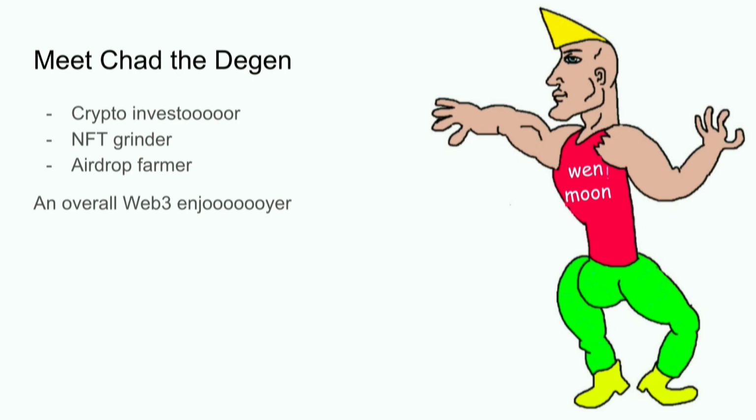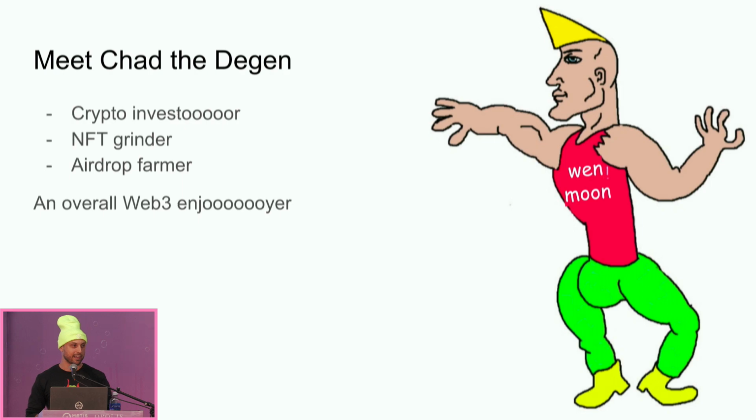Meet Chad the DGen. Chad invests in dog coins. Chad sends GM messages in hundreds of Discord servers every month just to try to get NFTs, right? Chad has his crypto spread against dozens, if not hundreds of wallets, conducting hundreds of transactions so that he can farm all the tokens that he can get.